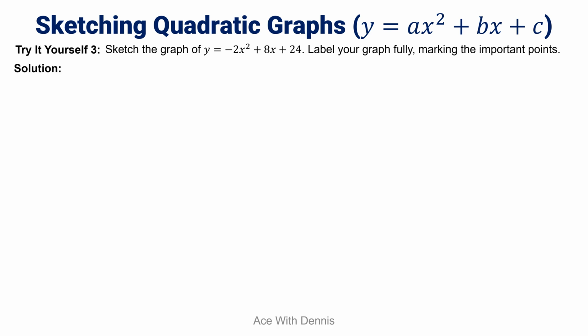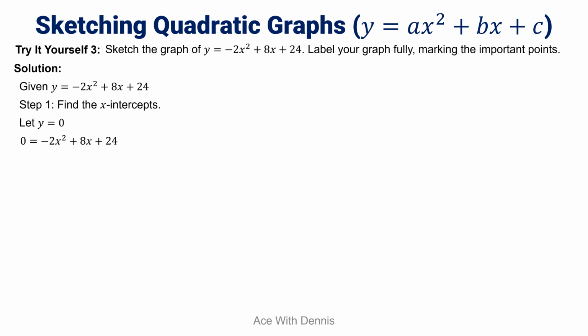Alright, so here's the solution. Given the equation, y equals negative 2x squared plus 8x plus 24. Step number 1, we find the x-intercepts. We let y equals 0. The equation becomes 0 equals negative 2x squared plus 8x plus 24. After that, we can factorize negative 2. We have 0 equals negative 2 bracket x squared minus 4x minus 12.